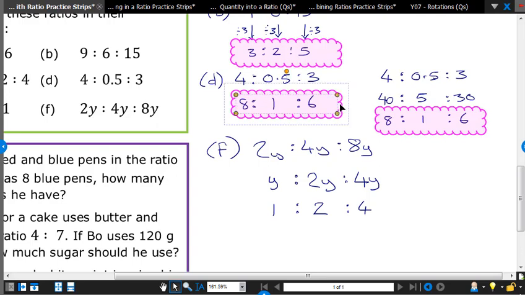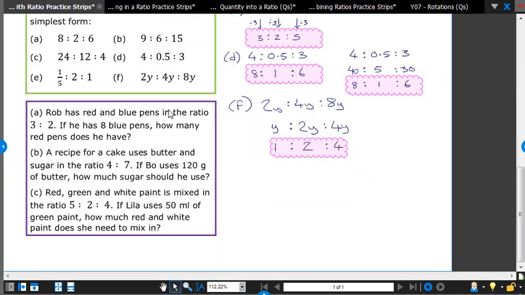Nice and easy, actually. So don't be afraid when you see the letters. The letters just represent numbers. So if you have all the same letter in each term, you can divide. Simplify.